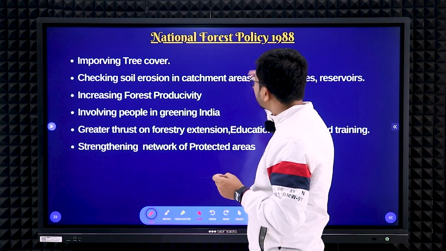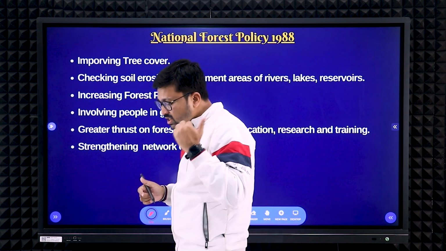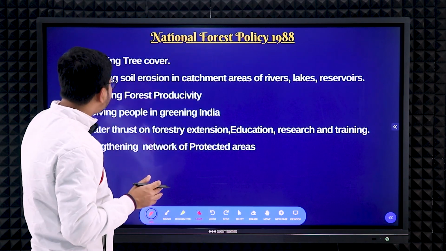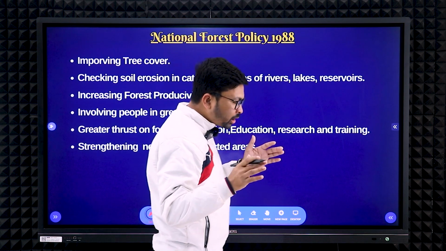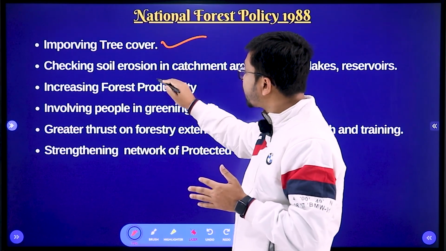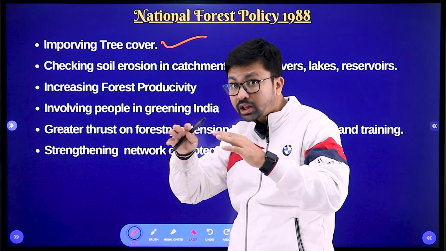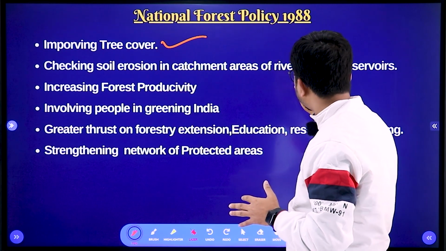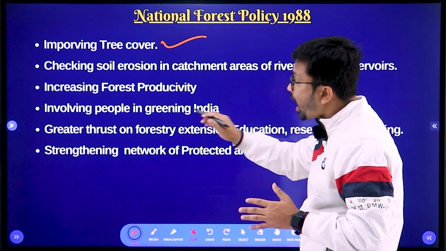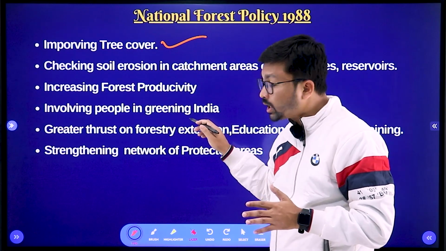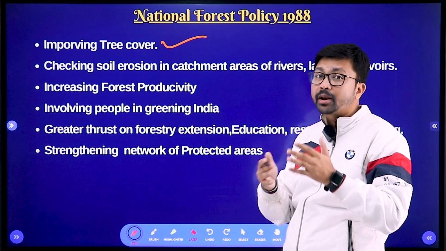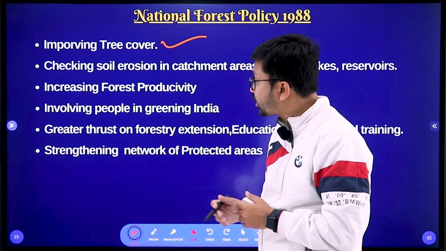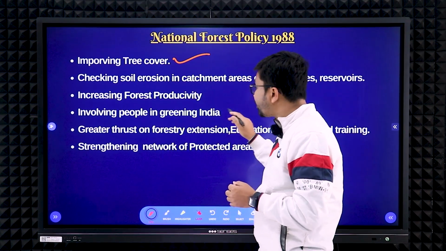So the government has taken some forest policy in 1988. That forest policy is very, very important. What they decided: improve the tree cover. That's very common. To improve the tree cover, checking the soil erosion, because it controls the soil erosion also. So checking the soil erosion in the catchment area and the rivers, lakes and reservoirs, and increasing the forest productivity. How the forest products can be more useful for us, to increase that, to encourage forestry activity, mainly involving people in greening India.